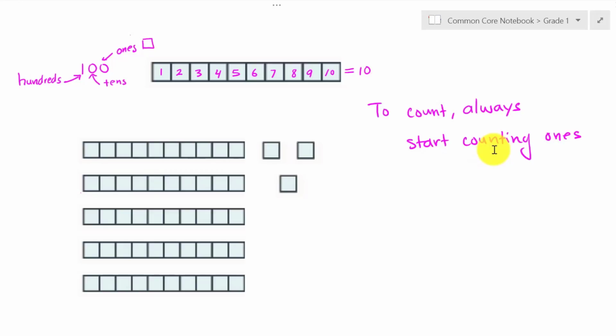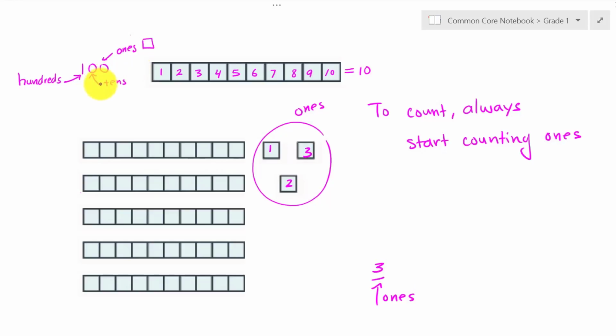So in this case, we have all ones right here. So this is all ones. How many ones do we have? 1, 2, 3. So in this case, we have 3. Our first digit, this is your ones right here. We have 3. Now let's get to the next one.